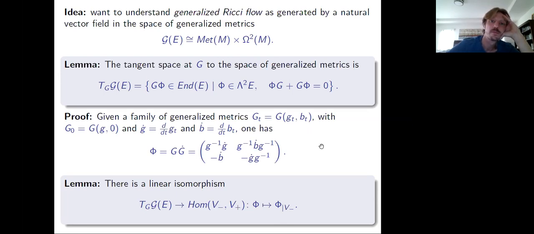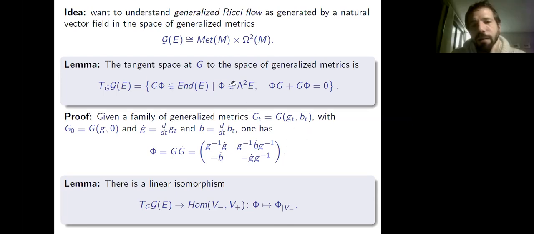And this is just an artifact of the fact that phi is an element in lambda 2 of A and anti-commutes with G. Anti-commuting with G means that it exchanges B minus with B plus. And this condition means that whatever information phi has when restricting it to B plus is the same as when I take phi and restrict it to B minus. Okay. So this is why I get this linear isomorphism.